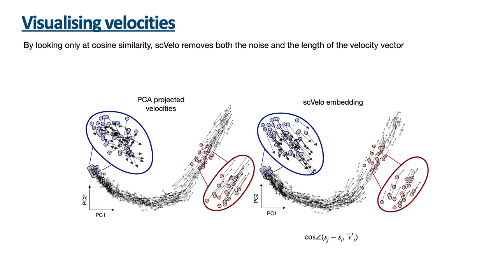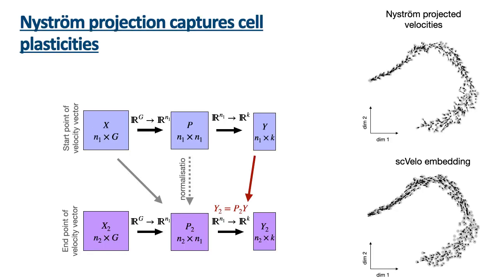kc-velo's embedding, on the other hand, loses both the information of the magnitude of the vector and smooths over local variation. Now, this is a bit of an unfair comparison, because the reason why kc-velo projects velocities the way they do is to be able to also project velocities onto nonlinear embeddings, such as t-SNE or UMAP. To project velocities onto nonlinear embeddings, we suggest an alternative method based on the Nystrom projection, and without going too much into detail, what we can see on the right is that the Nystrom projected velocities conserve this information of the variation between the cells, as well as the length of the velocity vector.